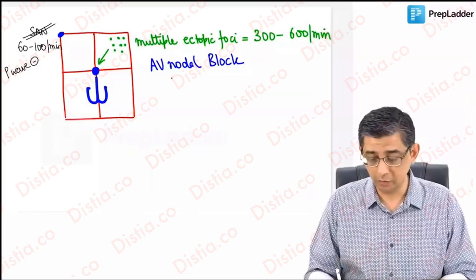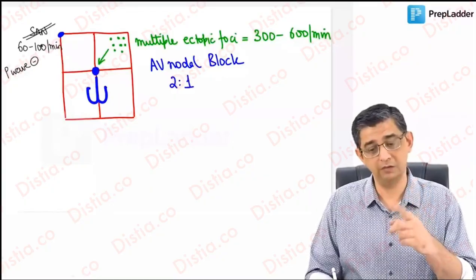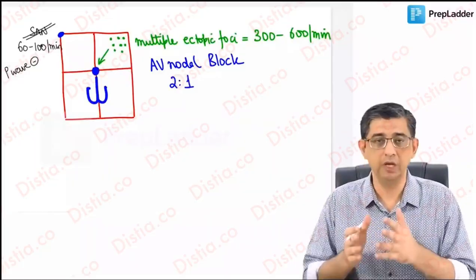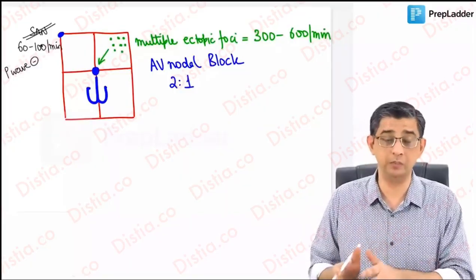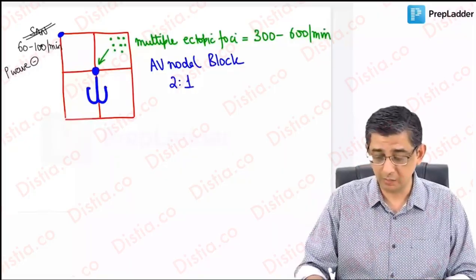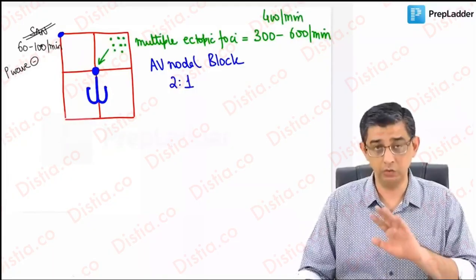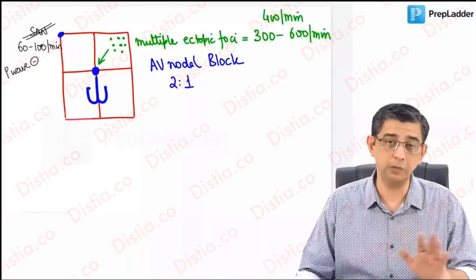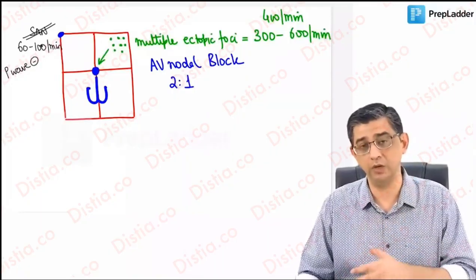So an AV nodal block of 2:1 basically means that for every 2 penalty shootouts, one time the striker will be able to make a goal, but one time this goalkeeper AV node will be able to bounce off the impulse. The message is, suppose the ectopic foci is firing at a rate of 400 times per minute. Huge value, 400. If 400 impulses are landing on the AV node, all 400 will not be able to go down.